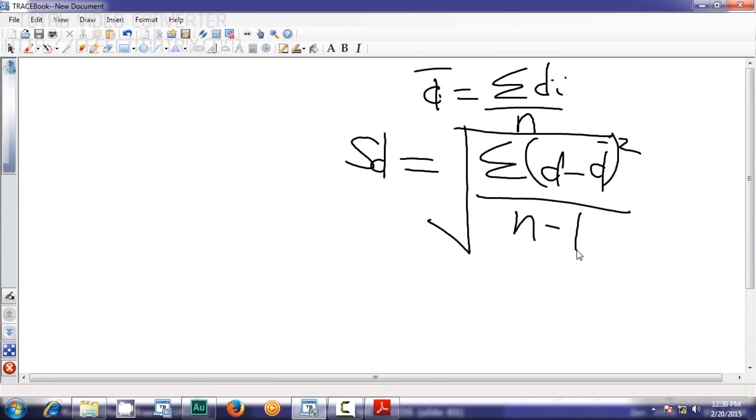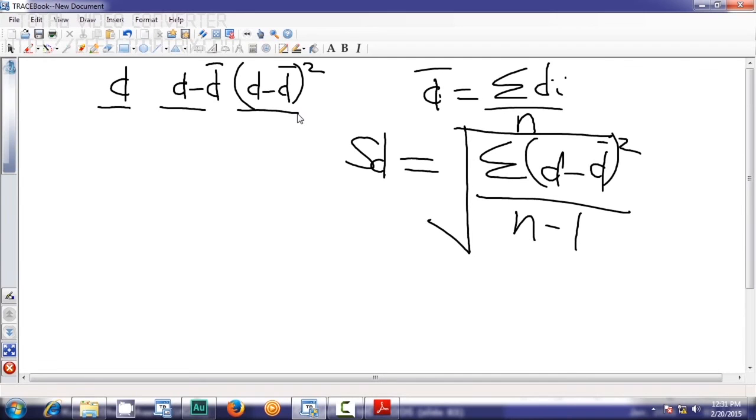So we're going to create some columns. The first column we are going to create is column D, which is going to be the difference for each guy. When we finish, we will create another column, D minus D bar. Then we will get another column, D minus D bar, squared. And we are going to find it.